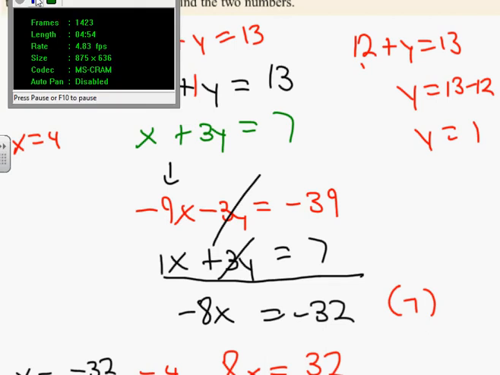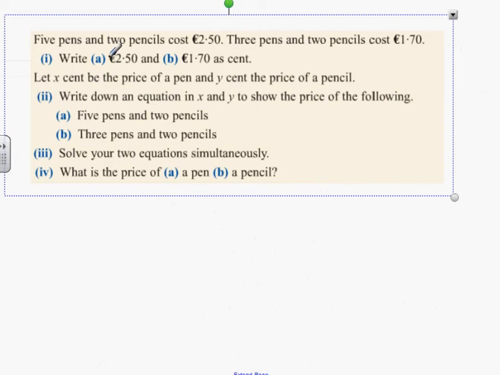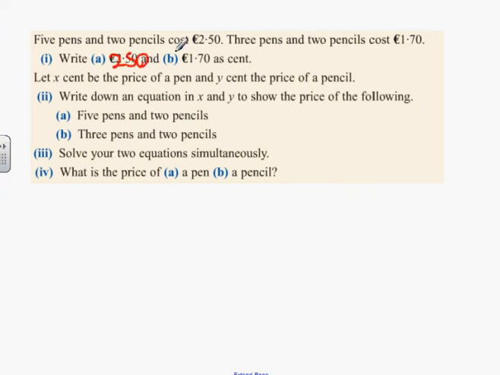Ryan, question. Okay, now this one here. 5 pens and 2 pencils cost €2.50; 3 pens and 2 pencils cost €1.70. Let x be the price of a pen and y be the price of a pencil. Write down an equation to show the following: 5 pens and 2 pencils.